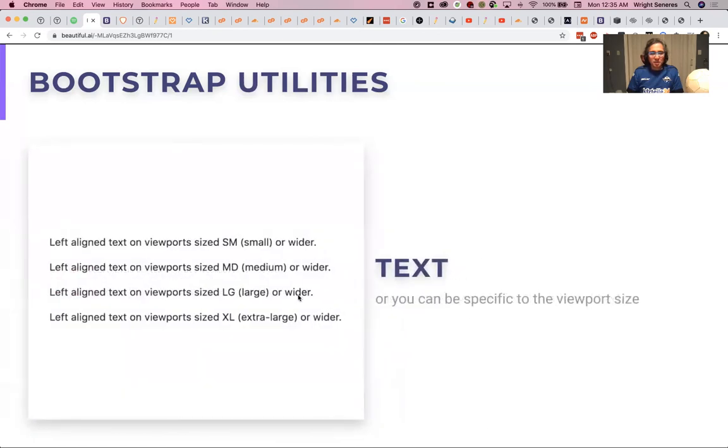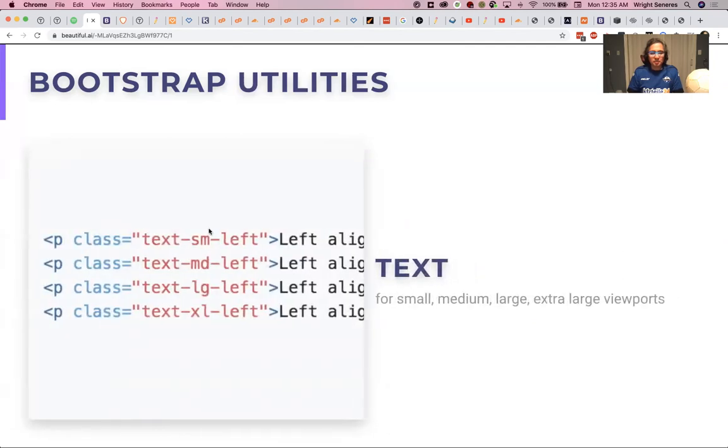Your text can be specific to the viewport size. So you can left align on viewport size small or wider, or medium or wider, or large or wider, or extra large or wider. So depending on your viewport, you can set the alignment of the text with these classes.